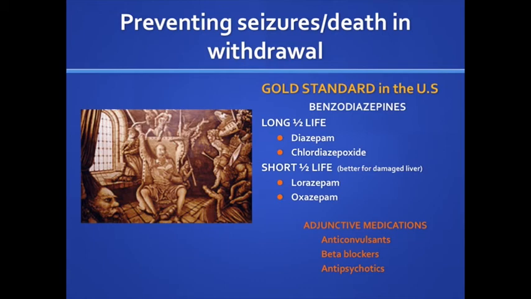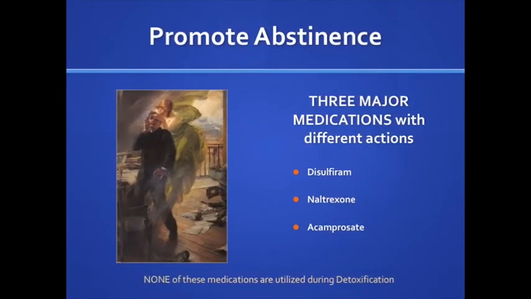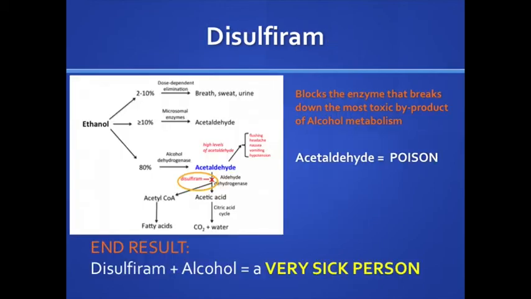You may also find physicians will use anticonvulsants and beta blockers to treat the physical symptoms, and antipsychotics to treat any psychotic symptoms. Once the danger of detoxification is past, it is time to assist the patient with cravings and other triggers that may cause a relapse into alcohol use. At this time, there are 3 major medications that promote sobriety, each with a different action.